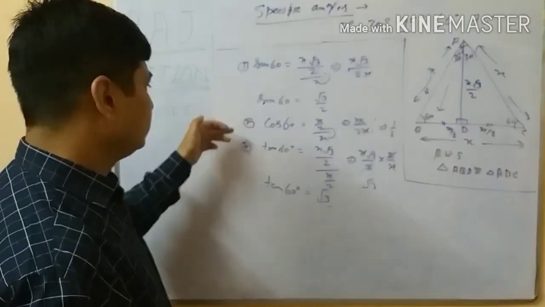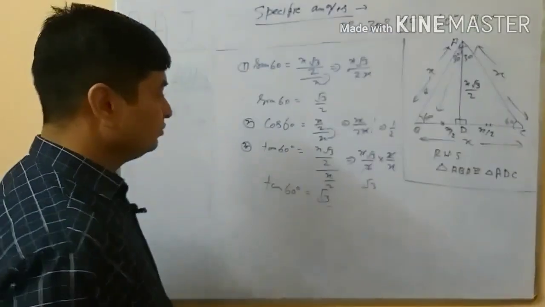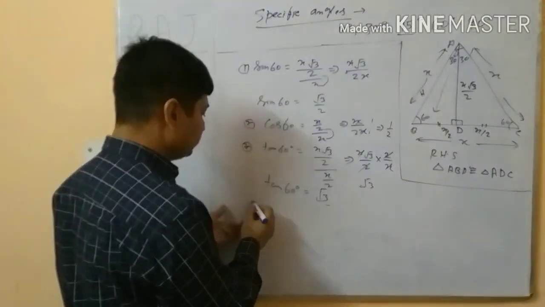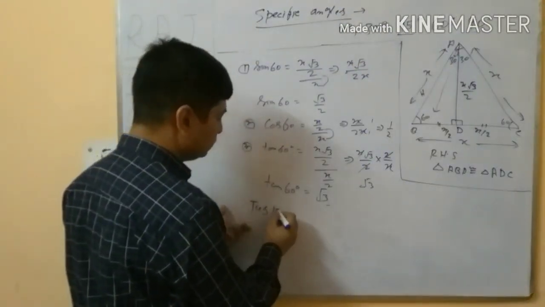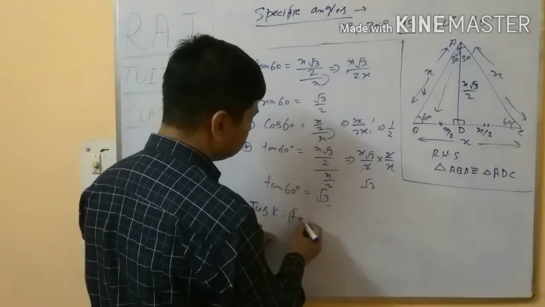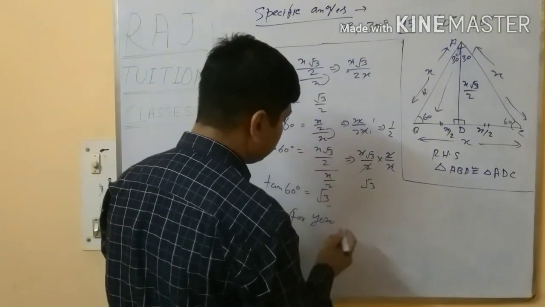And you can find the rest of the values by reciprocating them. It is a task for you to find it out. I'm just giving a task for you.